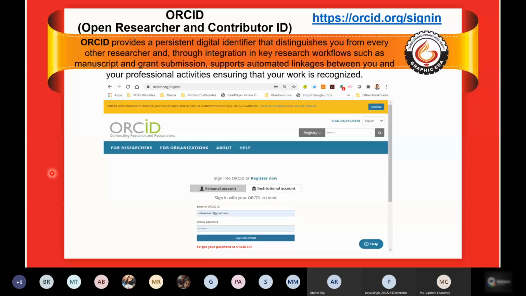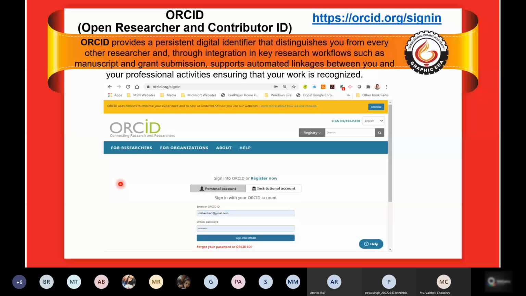You are known by this enrollment number. Likewise, as a researcher, there is an ID which is given to you, called the Open Researcher and Contributor ID. It provides a persistent digital identifier that distinguishes you from every other researcher. So when you create your ORCID and put your published paper on this platform, you will be provided with the ID and you will be known by this ID.